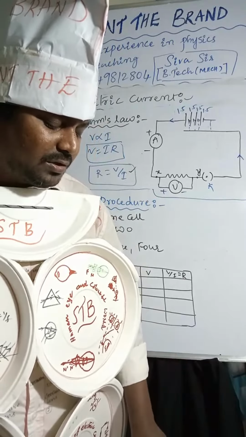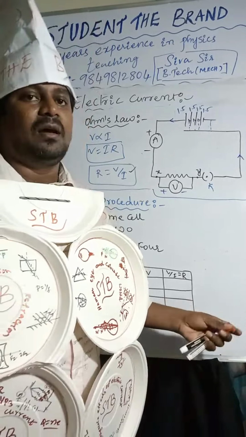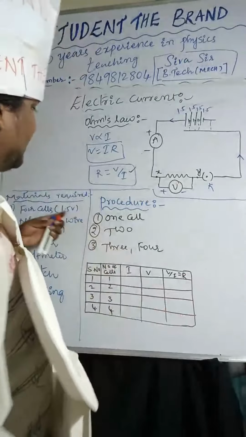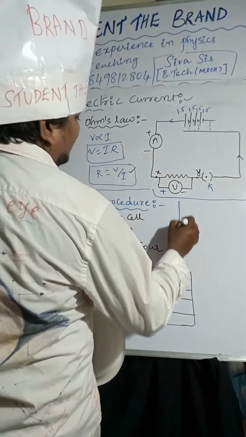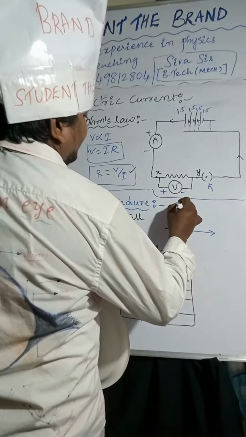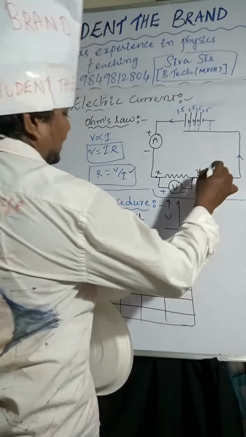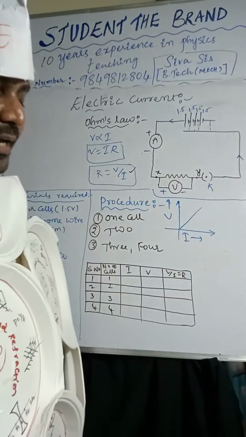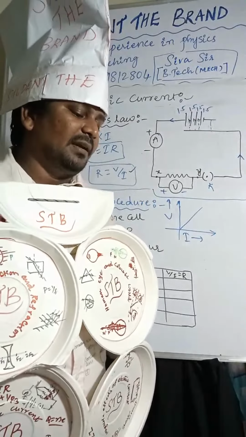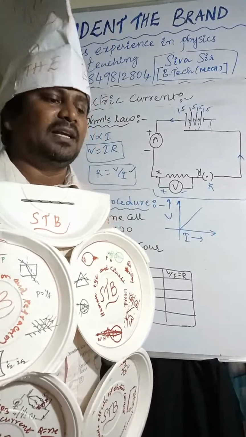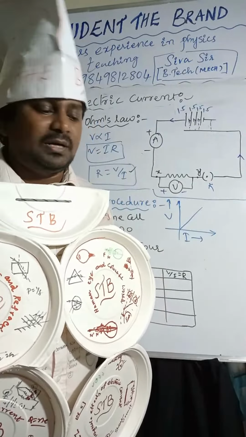After that, you can draw the graph for potential difference and current. I'm drawing it like this. If you draw the VI graph, with V on the y axis and I on the x axis, the graph is linear, a straight line passing through the origin. V is directly proportional to I, and that's the reason.